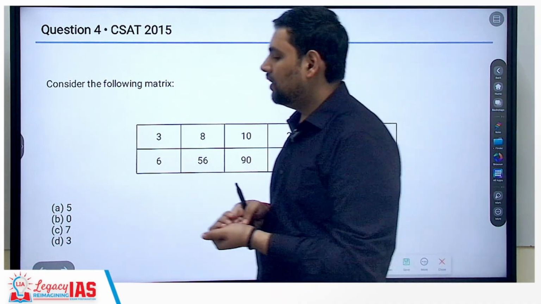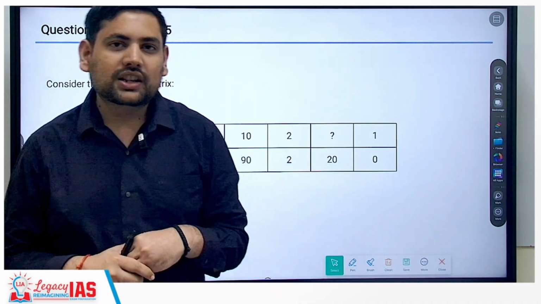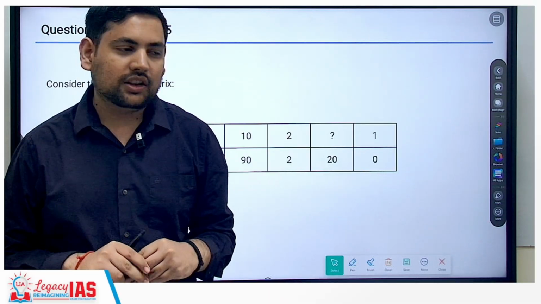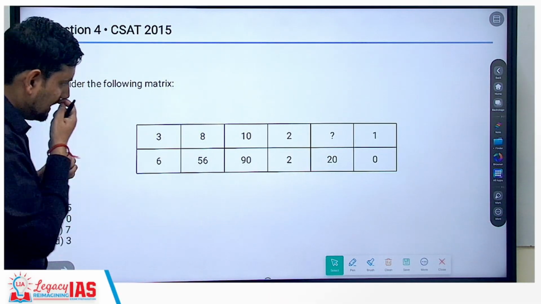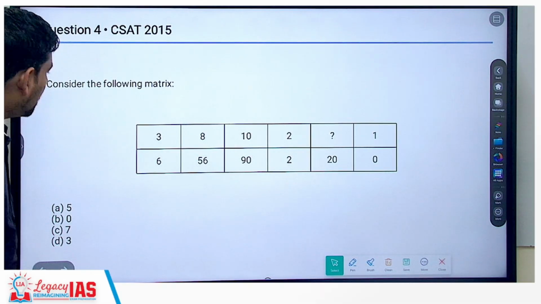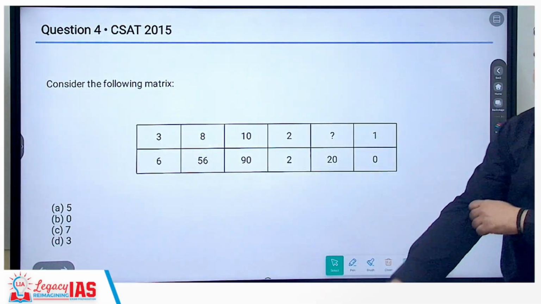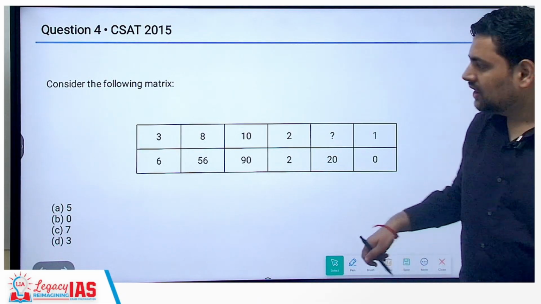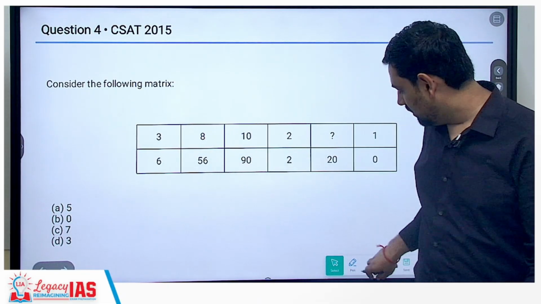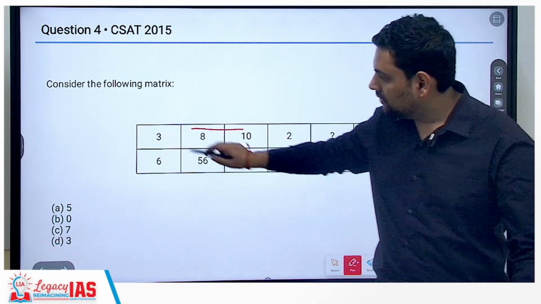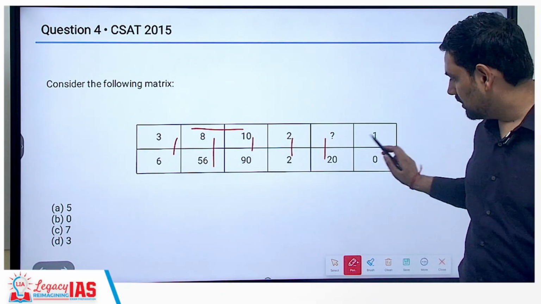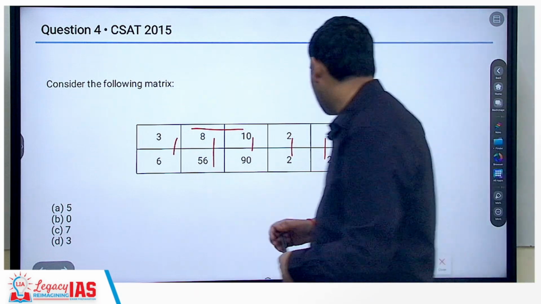UPSC IAS. Okay, so we'll be continuing with our number series previous year questions. Now let's see this question. Again, this is a matrix type. First thing that we always observe is, is there a pattern in horizontal? If not, then we look in vertical directions like this. So let's try to find a pattern.